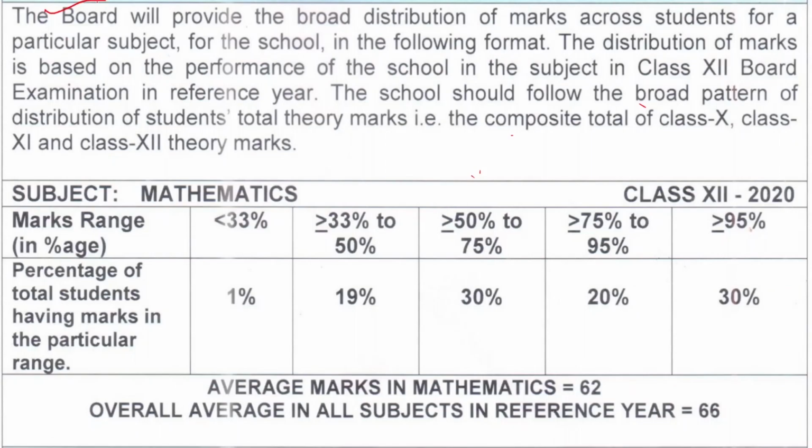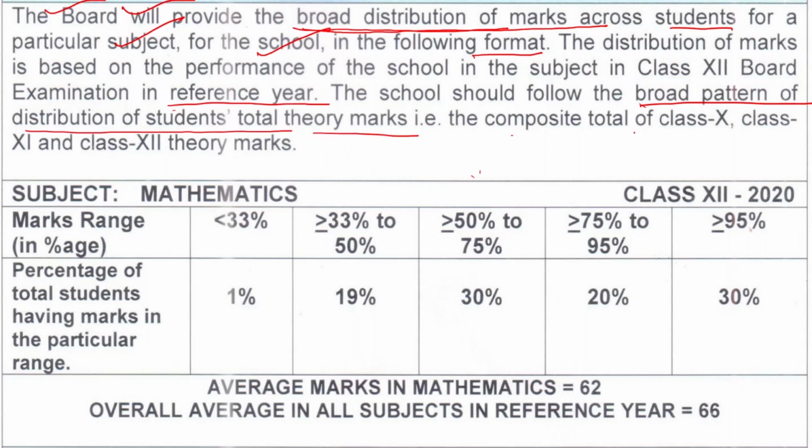Look at this page. The board will provide the broad distribution of marks across students for a particular subject. Subject-wise broad distribution pattern will be provided by the board for each school in the following format. The distribution of marks is based on the performance of the school in the subject in the class 12 board examination according to the reference year. The school should follow the broad pattern of distribution of students' total theory marks, that is the composite total of class 10, class 11, class 12 theory marks.